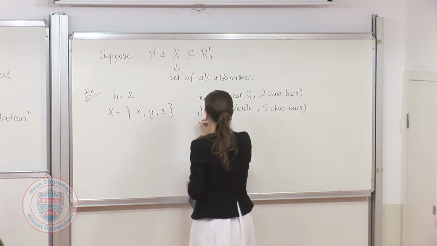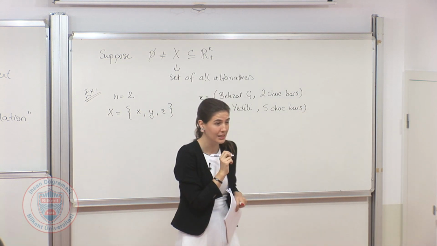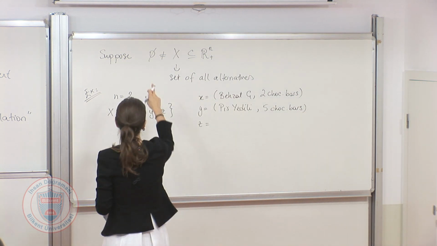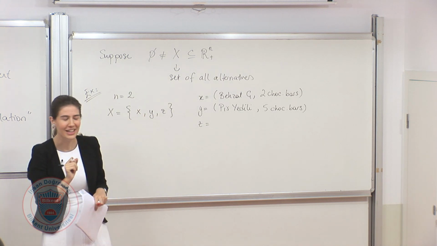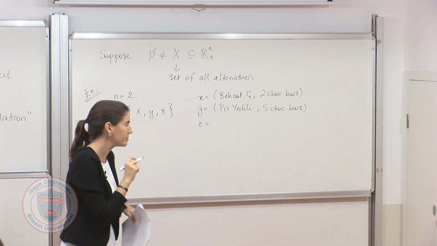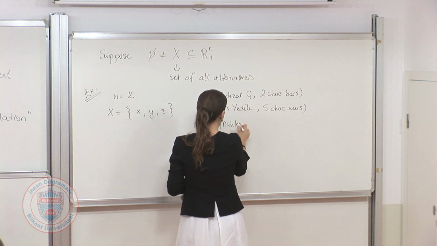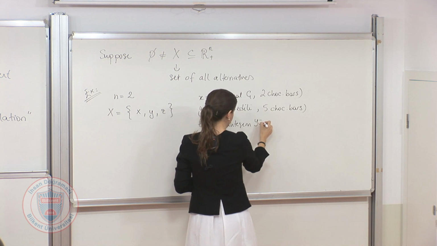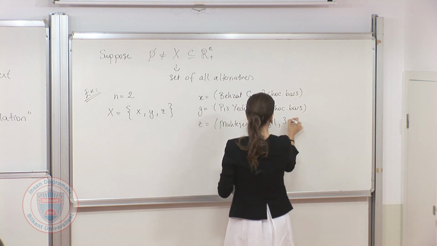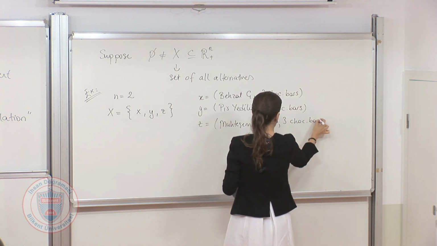Can I ask something? What is this 5? So this is an empty set. Okay, so that's one way of showing it. And here we put Muhteşem Yüzyıl, and let's say 3 chocolate bars.